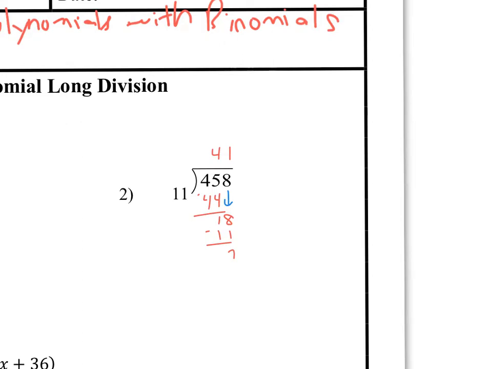So it's 41, the remainder of 7 over 11. And that's how we kind of write it, positive 7 over 11. So 41, remainder 7 over 11, and that's it.